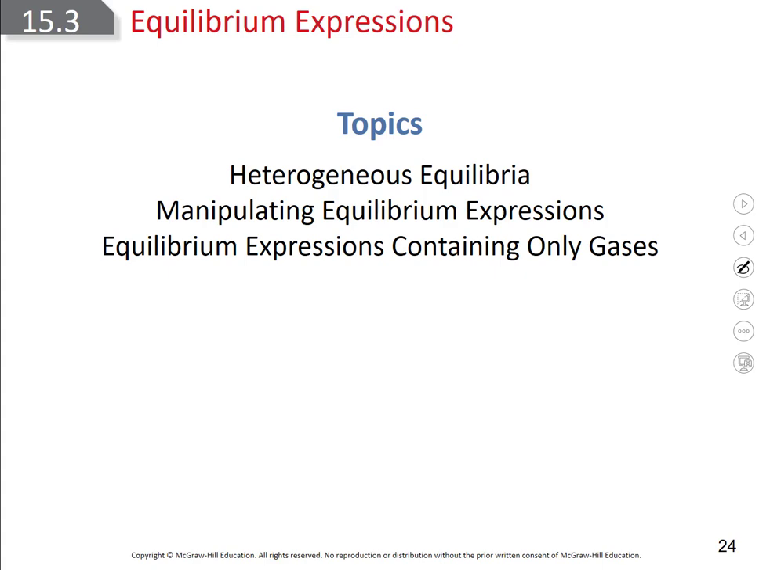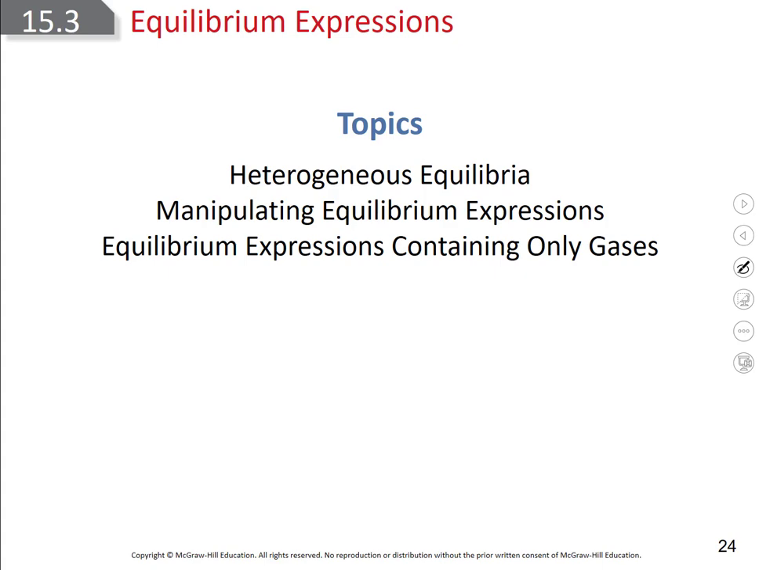To me, this chapter is a little bit shorter and a little bit easier than chapter 14, as long as the math doesn't scare you too bad. All right, so next we're talking about heterogeneous equilibrium. What does heterogeneous mean? Different. Yep. So back in chapter 1, way back, we had heterogeneous mixtures versus homogeneous mixtures. Homogeneous mixtures were the same throughout. Heterogeneous mixtures were different compositions throughout.